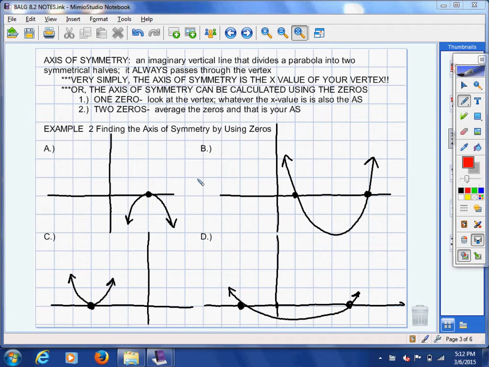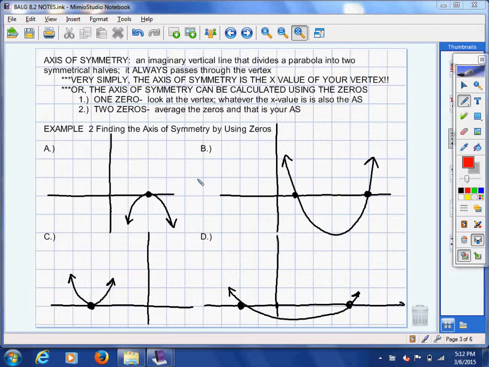Graders, it's Mrs. Thompson. We're in section 8.2, example 2, and I'm going to show you how to find the axis of symmetry in a couple different ways. One way is using your zeros, like we learned about in example 1, and also from your vertex, which we've also learned about.